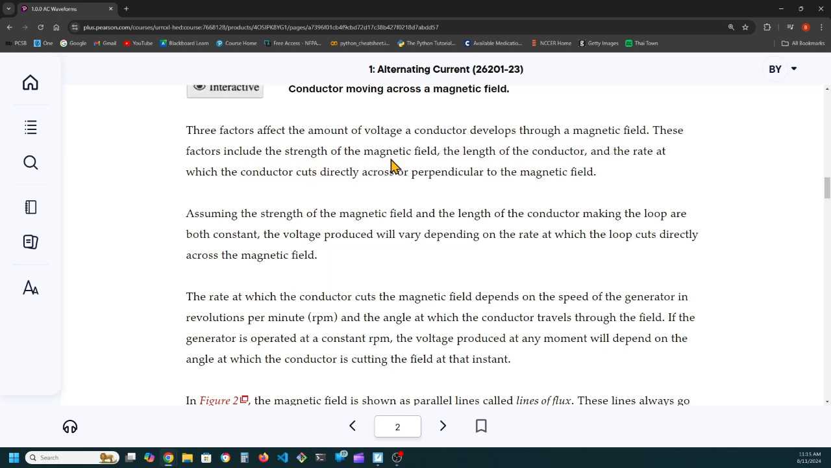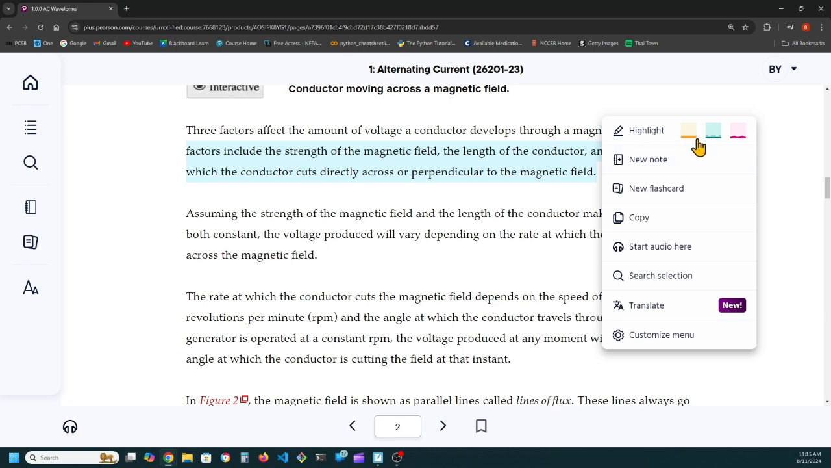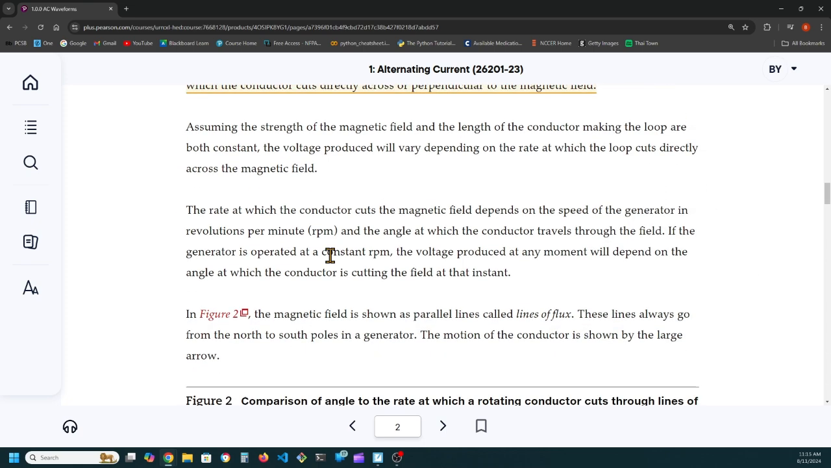Okay. So it says 3 factors affect the amount of voltage a conductor develops through a magnetic field. These factors include the strength of the magnetic field, the length of the conductor, and the rate at which the conductor cuts directly across, perpendicular to, the magnetic field. So I'll make that a highlight.